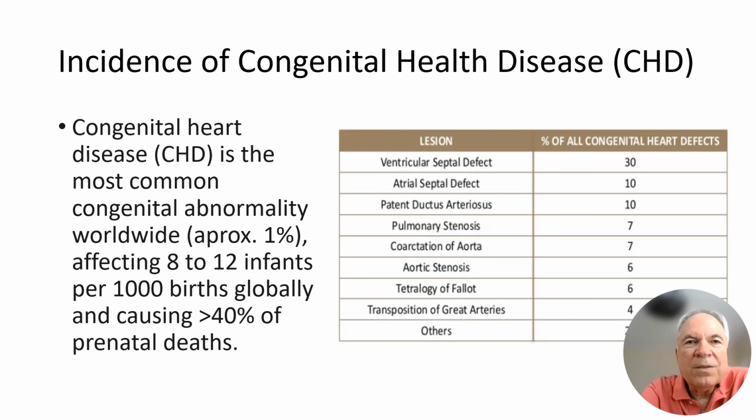And on the right-hand side, you can see the percent of congenital heart defects, with ventricular septal defect being most common. But we see a lot of atrial septal defects, patent ductus, pulmonary stenosis. At MUSC, we did see a lot of tetralogy of Fallot and some transpositions. A lot of hypoplastic left heart syndromes.